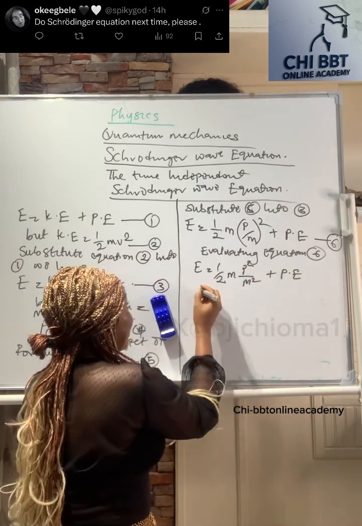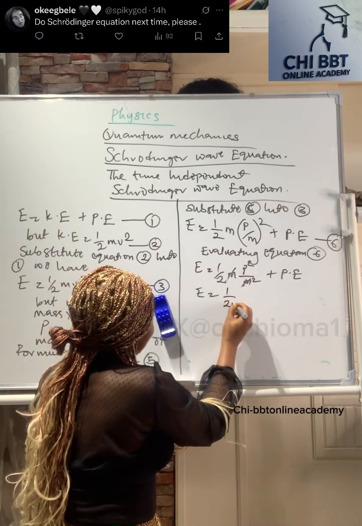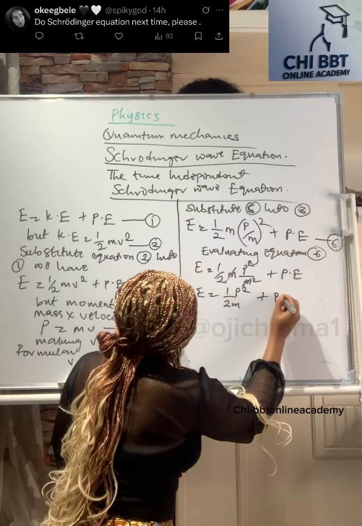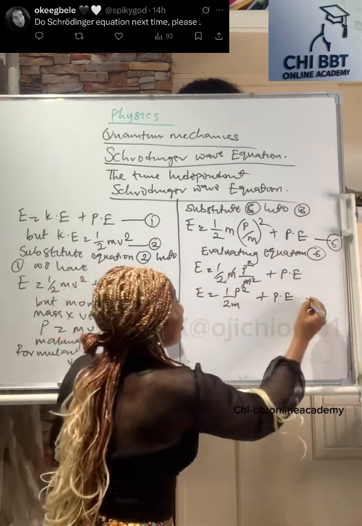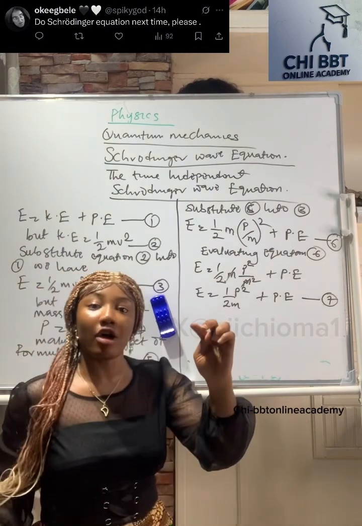So now let's break it down further. E equals, M cancels M. You have 1 over 2 m P squared plus PE. You can break this into P. This is equation 7. Now that we have equation 7, there is a law from de Broglie.